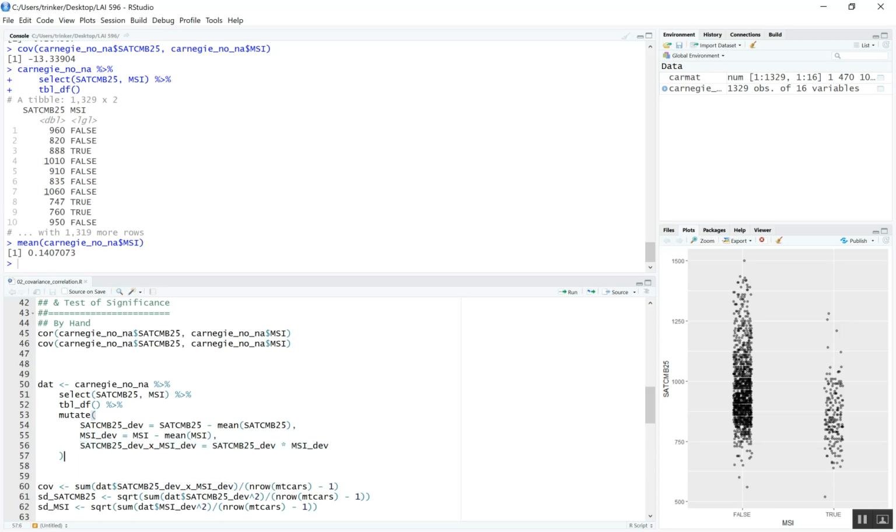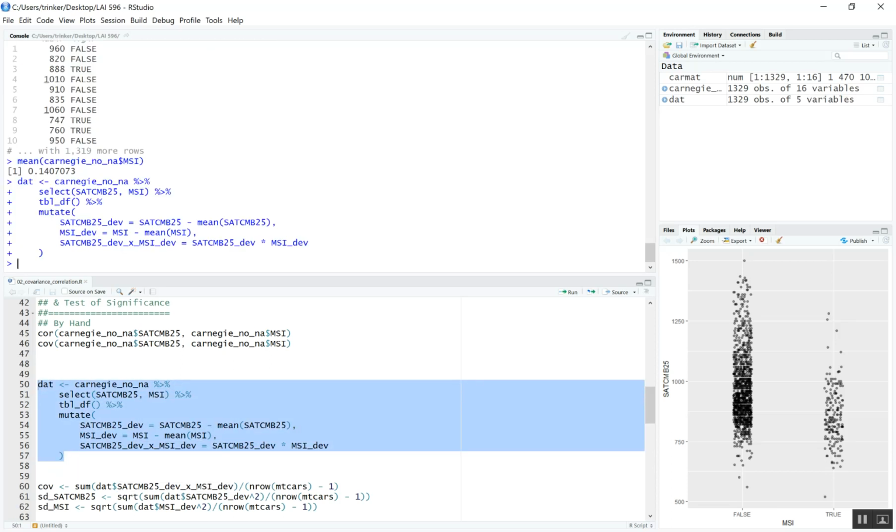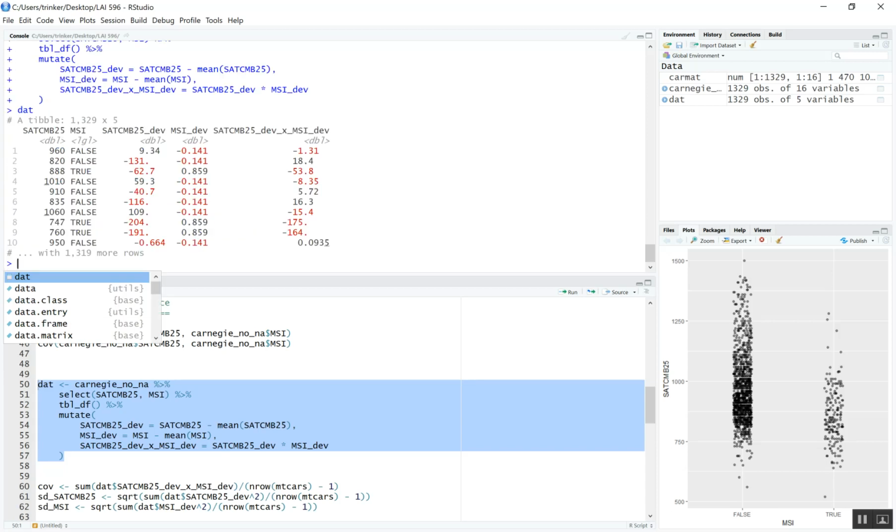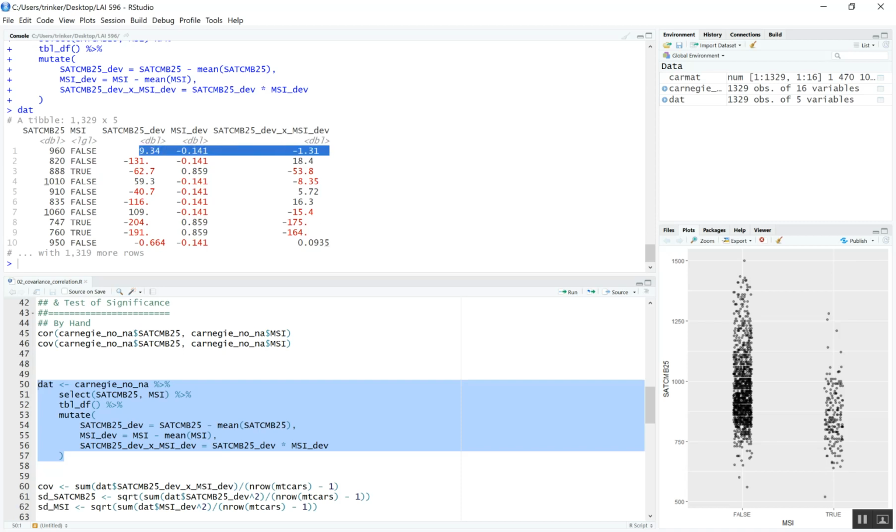Okay, so let's go ahead and see what that looks like. So all fairly easy to compute. See those columns, right? So for instance here, we took 960 minus whatever the mean is for the SATs, and that's where we're at there. You can see that for this MSI, it was 0. We minus the mean, so we get negative 0.14. Then we multiply those two values together to get negative 1.3.